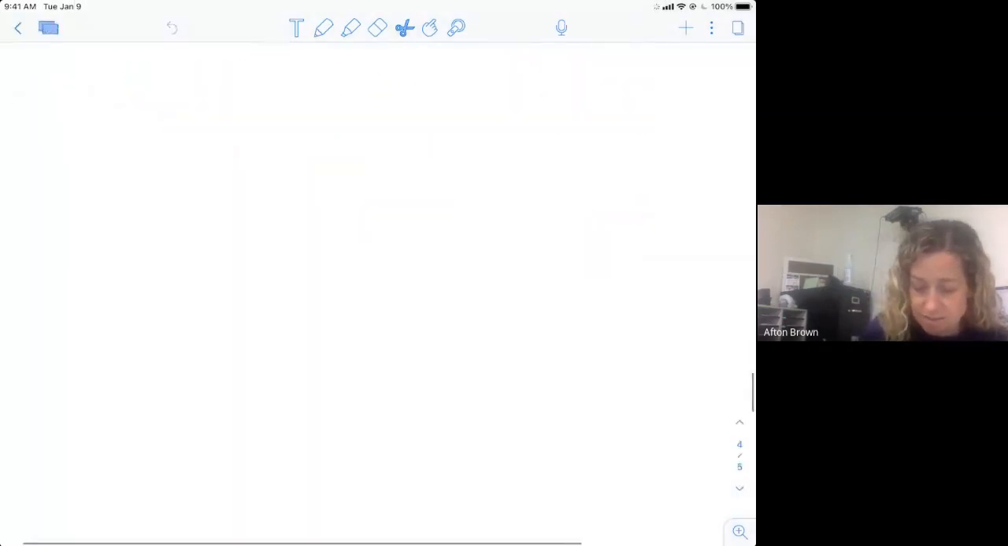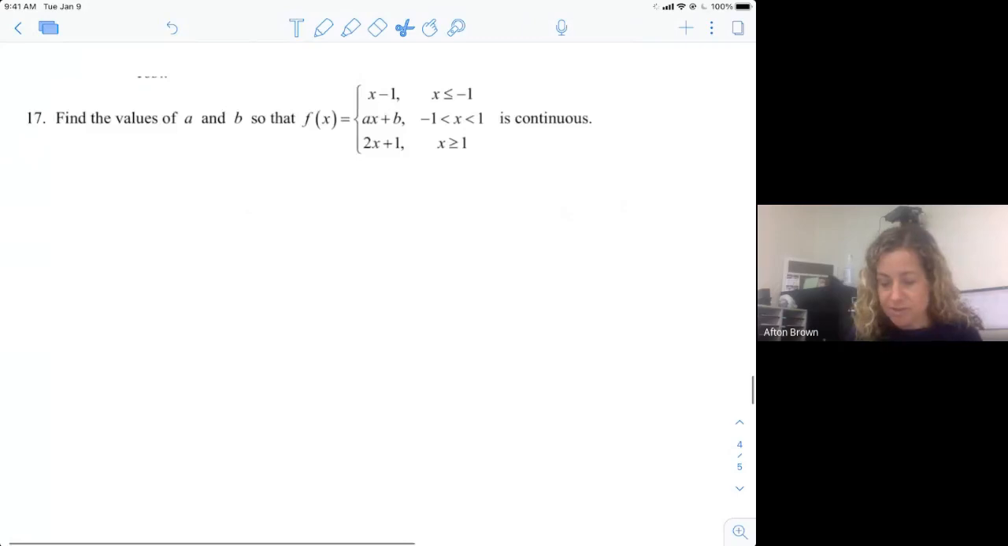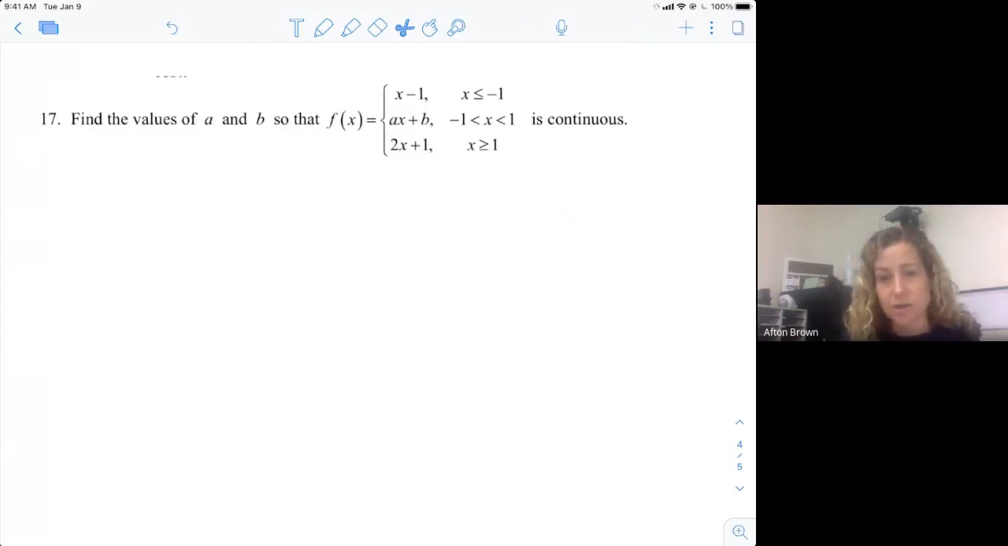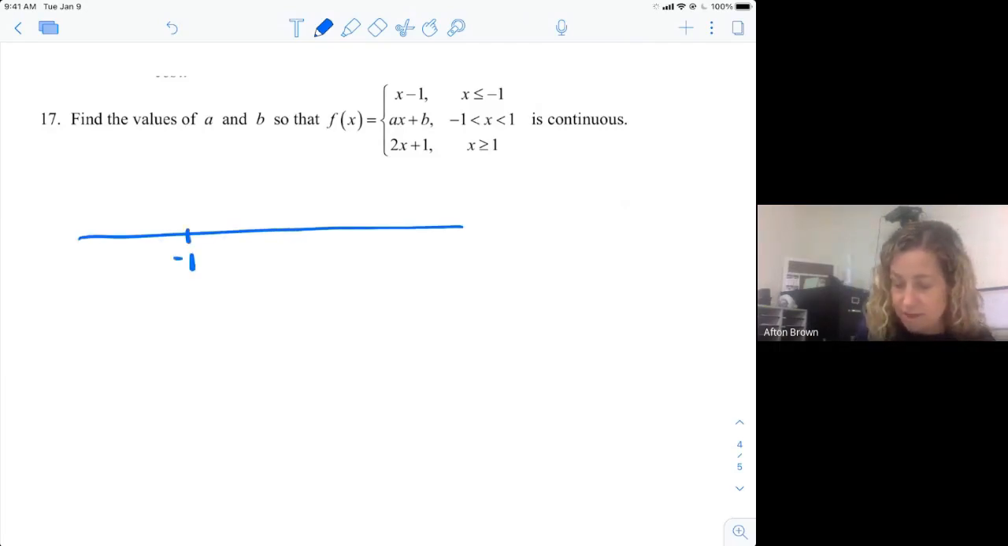So on 17, the difference is they want us to show that it's continuous, but we have to find 2 unknowns. We have to find A and B. This is how I think about it. Because I don't want to sketch this, it would take forever to sketch this graph, I'm just going to think of it on a number line. One function is defined for values less than -1, so I put -1 on here. One other function is defined in between -1 and +1. So because one function is defined there, I'm going to put +1 here. And then another function is defined for values greater than 1. So instead of sketching the picture, I'm just going to write the equation for each piece. So for values less than -1, the graph would be x minus 1.